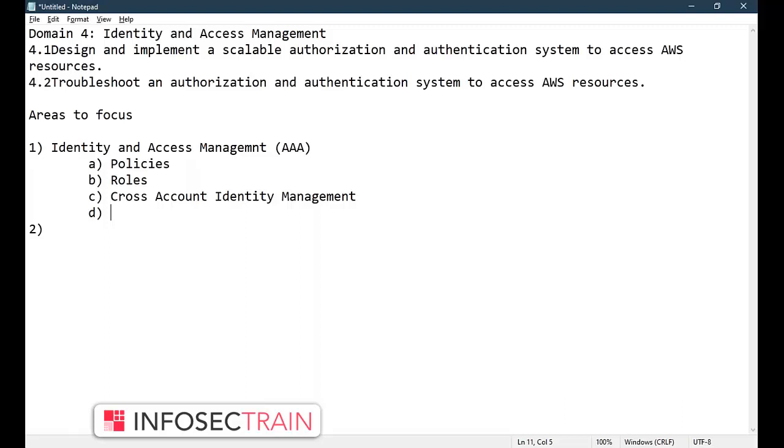But still, one more thing. Learn Active Directory, okay? If your company is using Active Directory, learn it. Learn Directory Service in AWS. Learn the service in depth. But that is very easy.